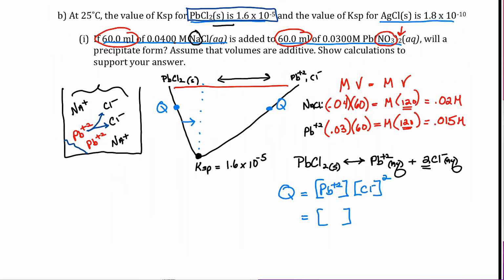Okay, and now all I'm going to do is plug in these values. Remember, in equilibrium we use either partial pressures if we're in a gas scenario, or we use molarities. Brackets are molarities. So for the chloride ion, which is really the NaCl, my molarity is 0.02 right there. And for my lead plus 2, it is 0.015. And so now we just do the math.